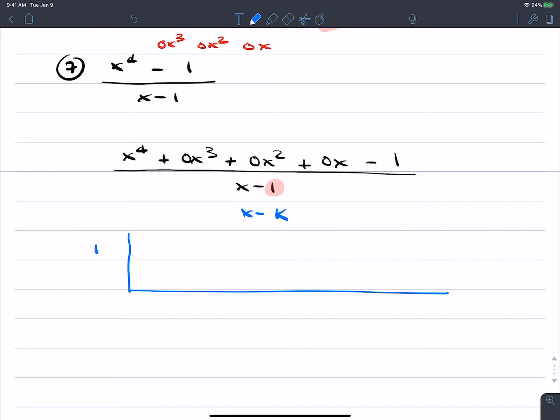What you're going to go back and do now is take a look at all the coefficients. So if a number is missing, put 0. And now let's look at the details: 1, 0, 0, 0, negative 1. These are all our coefficients that we bring down. We can now start our synthetic division process.